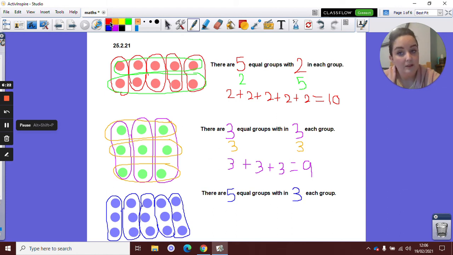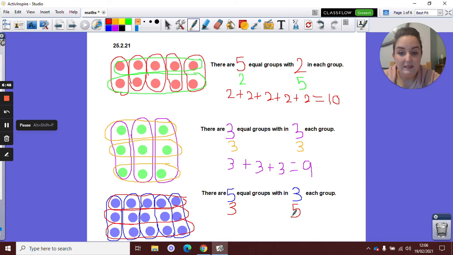Now, if you wanted to try the other way, let's see. I've got 1, 2, and 3. So I've got 3 equal groups. Now I wonder, can you guess how many I've got in each group? Let's see. 1, 2, 3, 4, 5. Yeah, I've got 5 in each group.